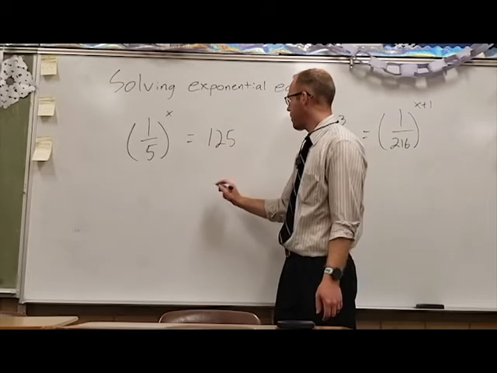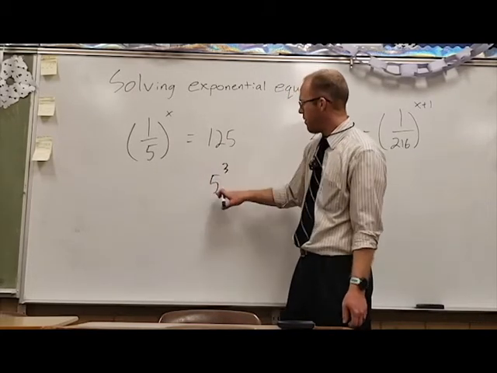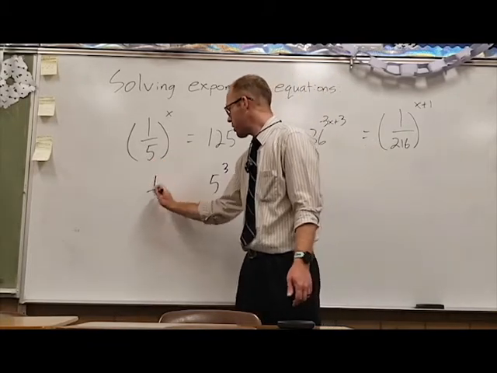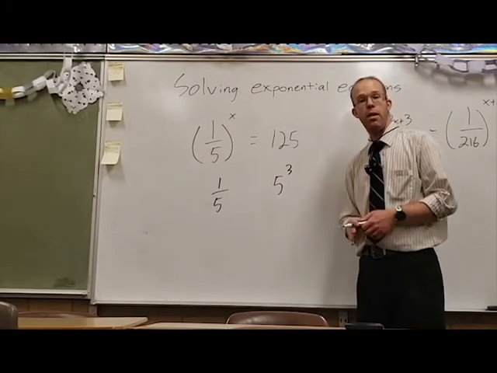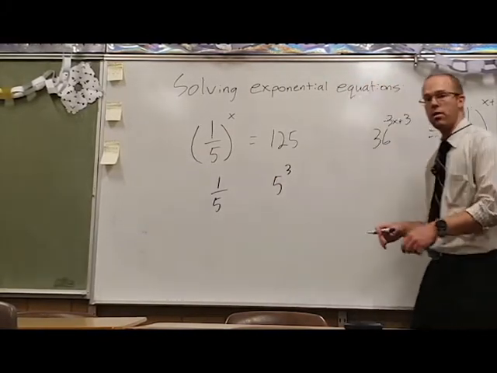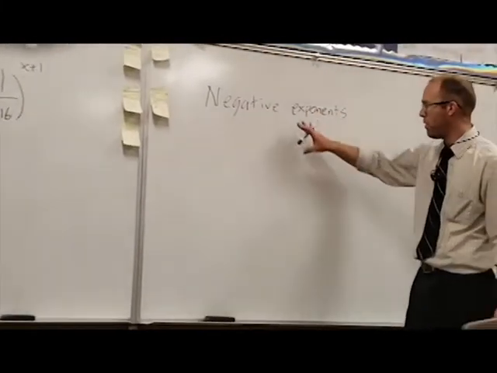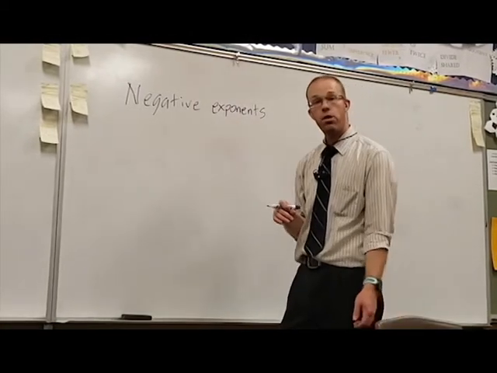Now 125 can be written as 5 to the third power. So we have a base of 5 here, and we have a 5 there, but it's written as a fraction. So 1/5 and 5 are not the same thing, but we can get them to have the same base using something called negative exponents. So we're going to do some brief background on negative exponents, and then we'll be able to go back and finish solving that one.